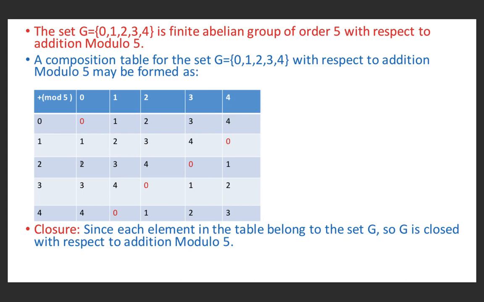2 plus 0 is 2. So when we divide 2 by 5, the remainder will be 2. 2 plus 1 is 3, the remainder will be 3. 2 plus 2 is 4, the remainder is 4. 2 plus 3 is 5. When we divide 5 by 5, the remainder will be 0. 2 plus 4 is 6. When we divide 6 by 5, the remainder is 1. So to write the elements of the third row, we add 2 to each element in the top border row and then divide the resulting number by 5 and write the remainders in the third row.